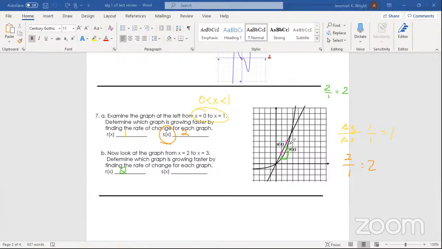And then in the linear function, let's look at this, 1, 2, 2 up, and 1 over. Oops, but it's a 1. So that's 2 as well. So which graph is growing faster? The answer is neither. They're growing at the same rate. Okay.